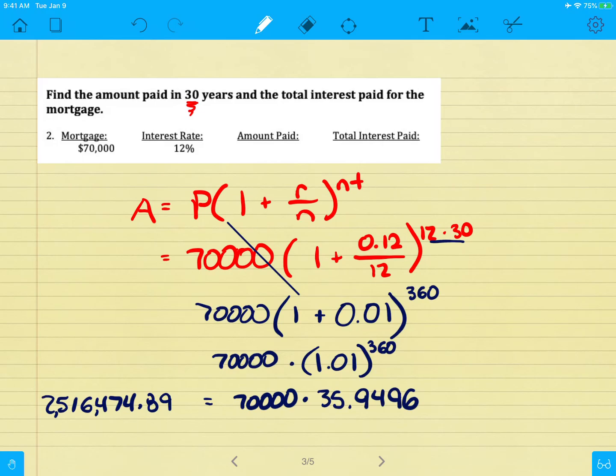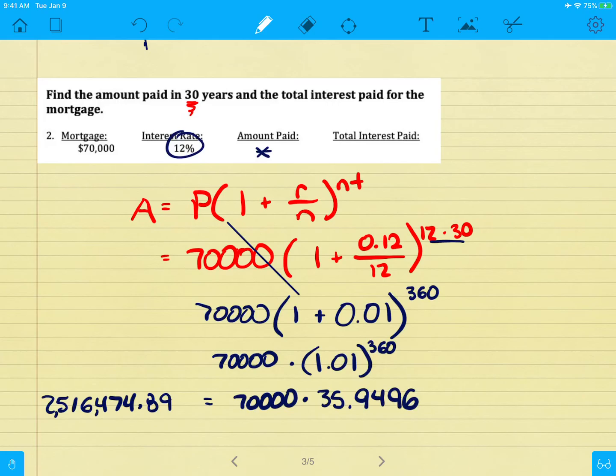That is a $2.5 million payback. It's ridiculous. This 12% is killing you. You don't want to take a loan for that. Work on your credit, maybe rent for a while. That 12% is astronomical. For $2 million, you could buy any house on the lake. That's ridiculous. All right. So that is the amount paid.